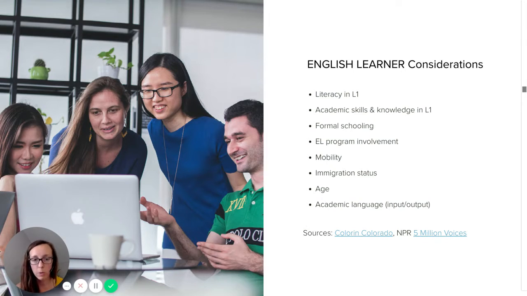Some students that I have worked with, especially in the high school setting, are getting close to being 21 years old. And so think about how they can really make quick progress towards graduation before they age out of the high school age frame. And then finally, what is the student's academic language experience like? Have they had a lot of input in English related to academic language? Have they had a lot of input in their home language related to academic language? And then how are they doing with output? Have they had a lot of experience and exposure to producing that academic language?